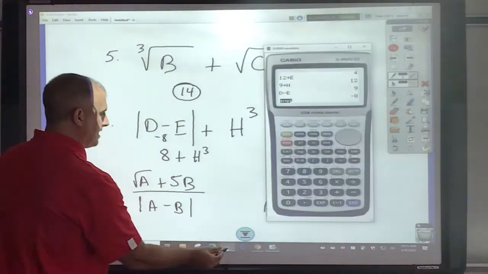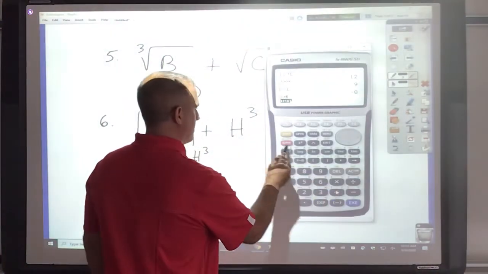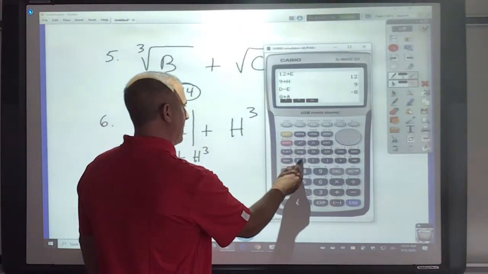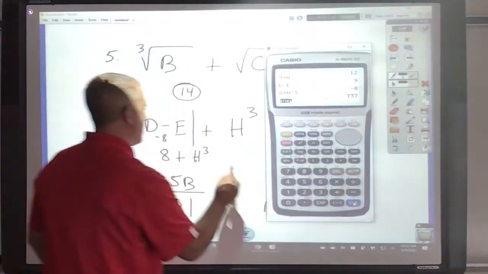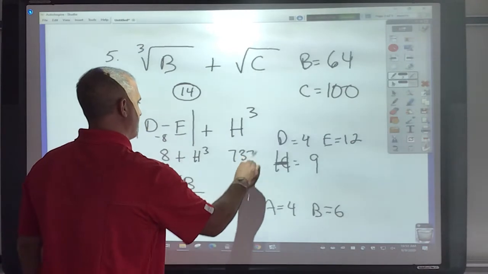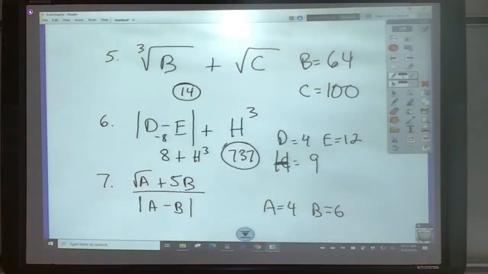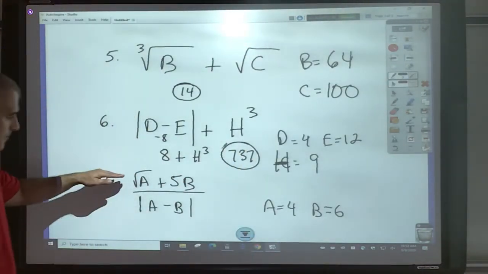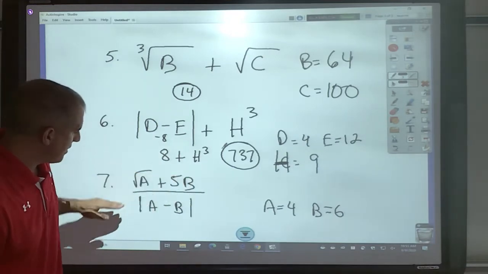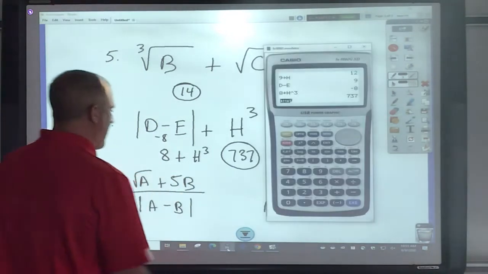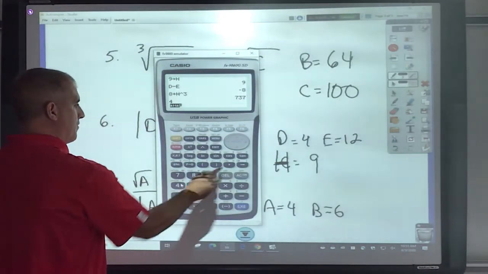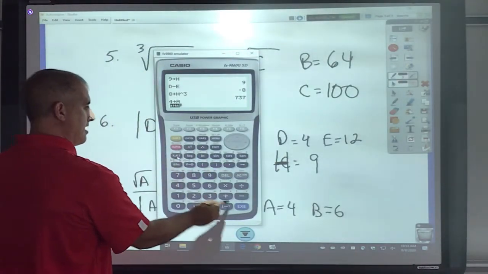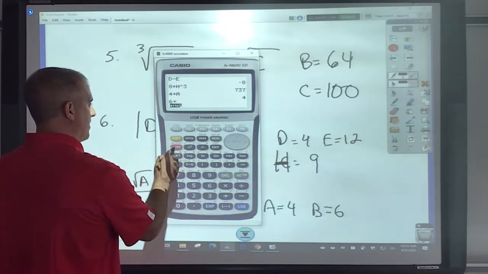So I'm going to do 8 plus alpha H exponent 3. That's going to make that easier on us. That's going to give us 737. Okay, now, just like we learned last time, we want to handle the parts of the fraction first. So let's go ahead and put my numbers in. I'm going to do 4 arrow alpha A, 6 arrow alpha B.